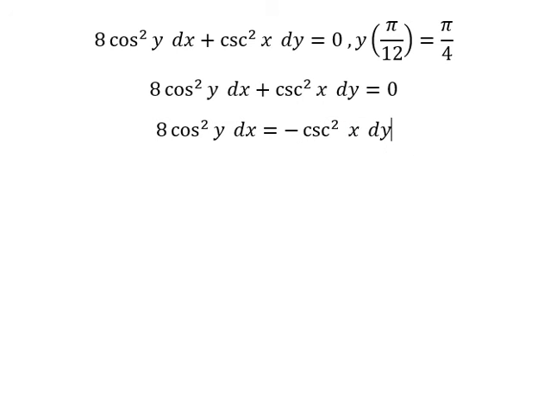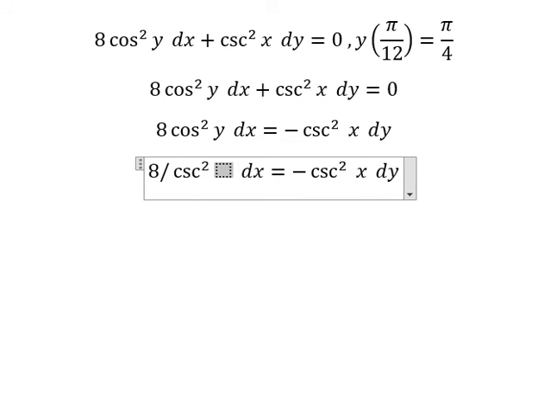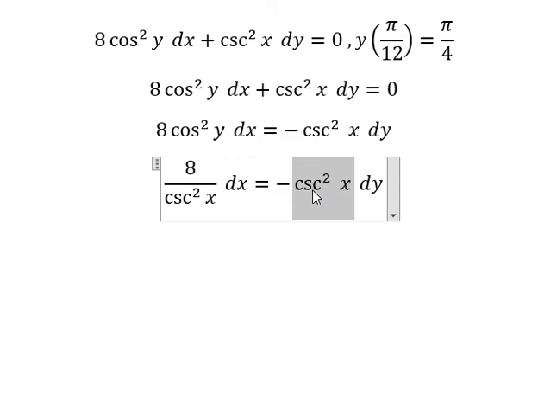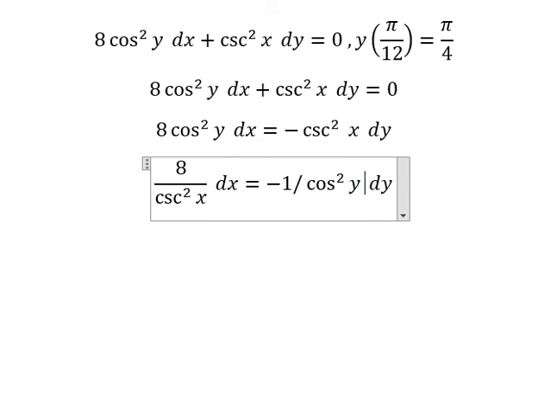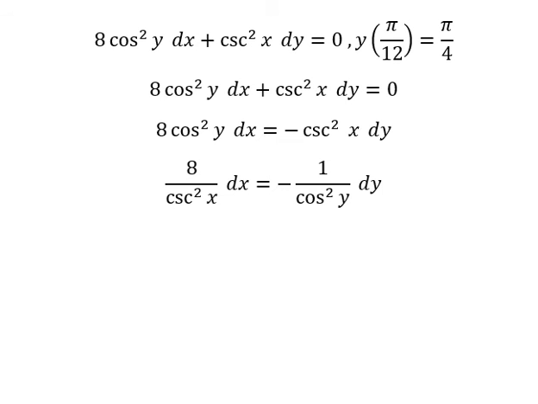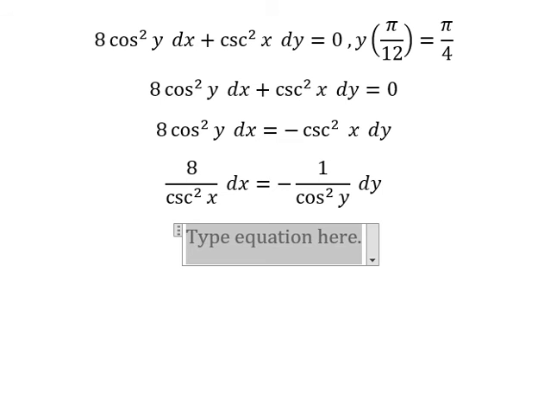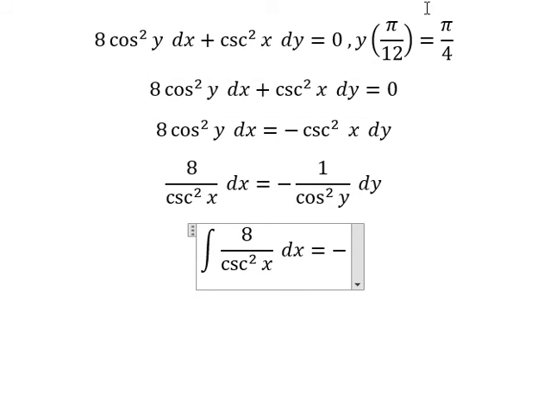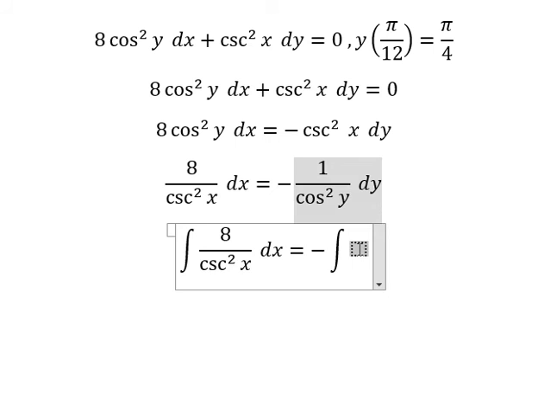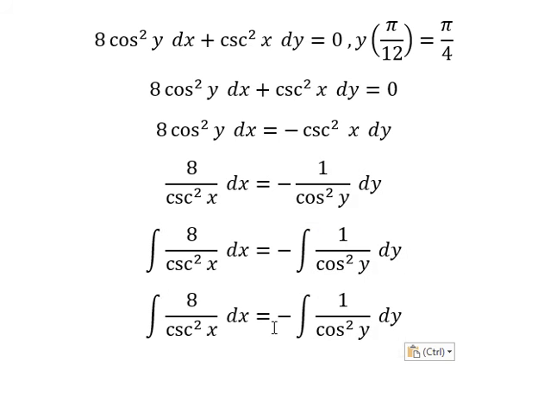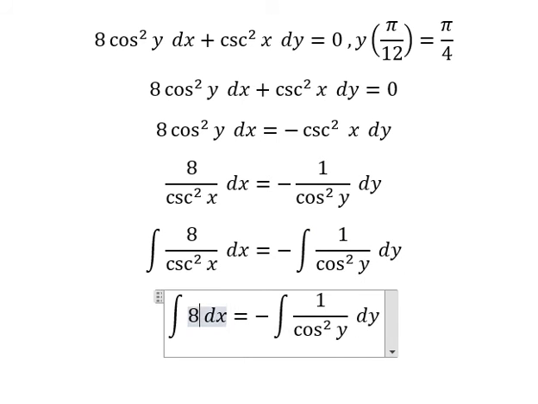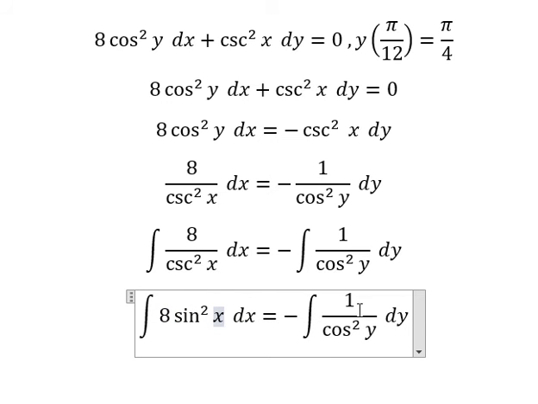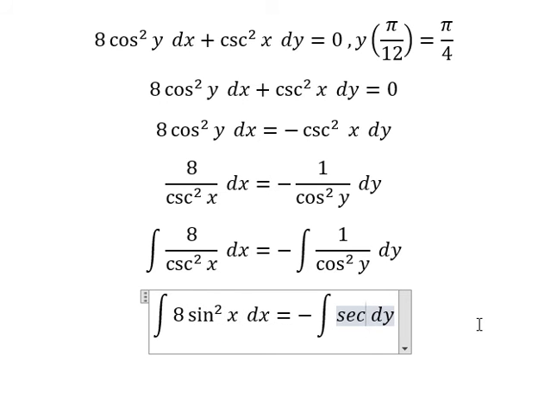Next, we divide both sides by cosine y squared and cosecant of x squared. Next, we put the integration for both sides. So this one, we have sine x squared. This one, we change by secant of y squared.